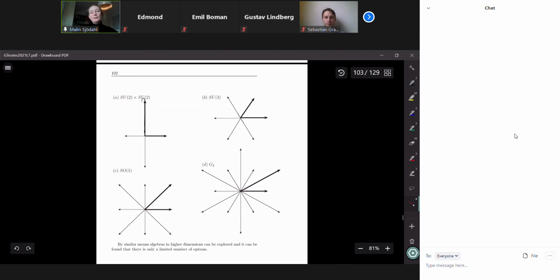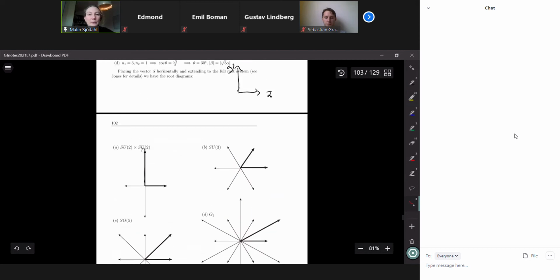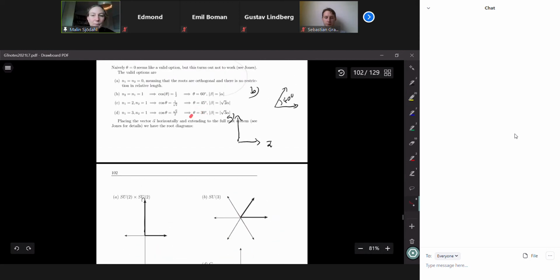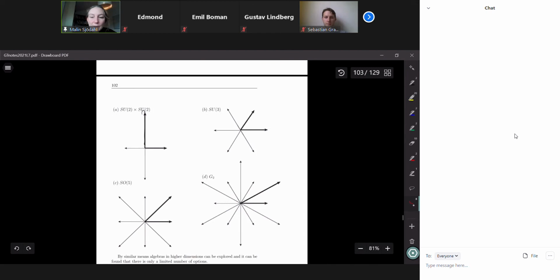After extending to all possible roots, by mirroring and taking combinations, we have this root system, which happens to correspond to the group SO5. Then we have the most complicated diagram here. This was the case where the angle between them was 30 degrees from up here, and one was root 3 longer than the other one. And constructing the whole root system, we get this.